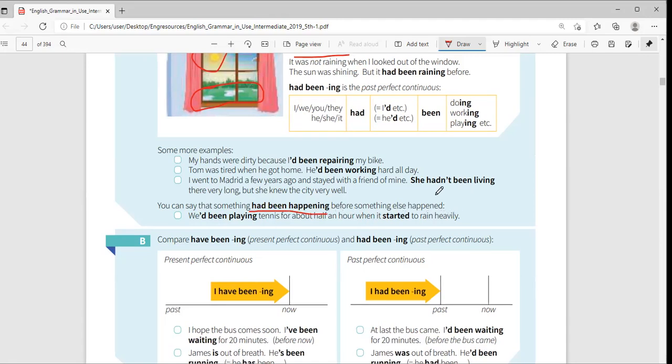Like, yes, Abdurrahman had been playing football, okay, when it started to rain. So you see, he started playing in the past, continued, and then stopped in the past because the rain came. So you see, we had been playing tennis for about half an hour when it started to rain heavily.